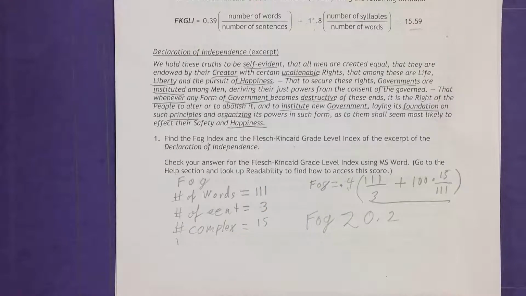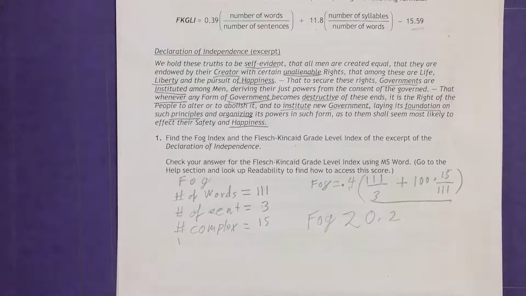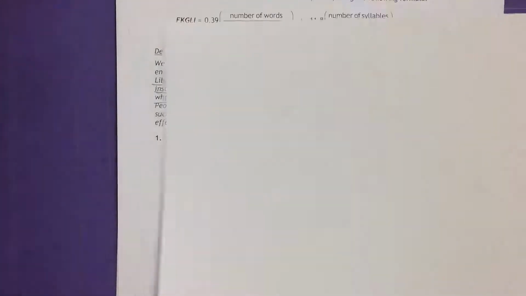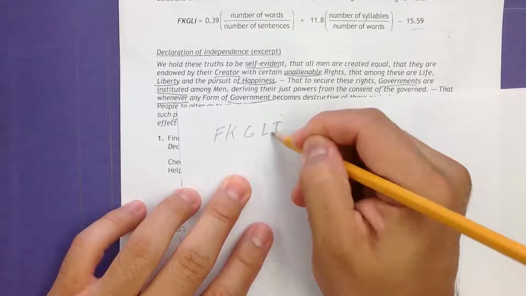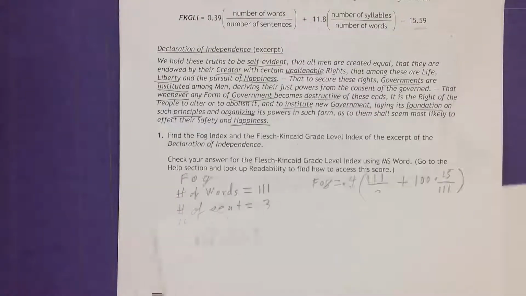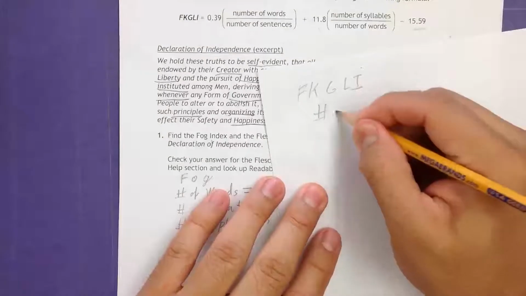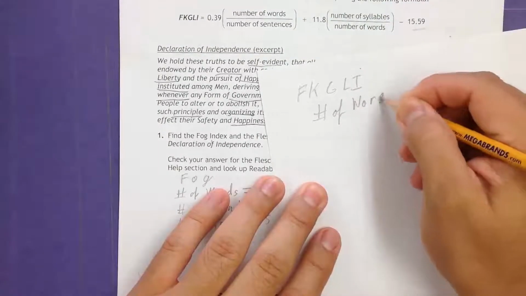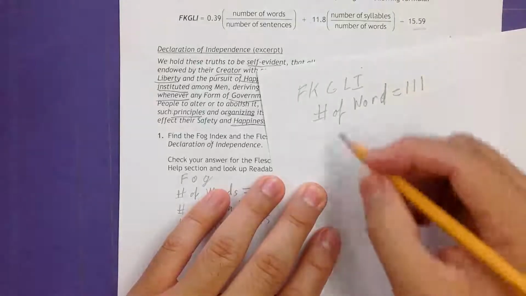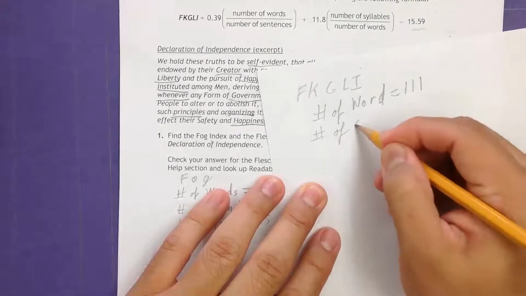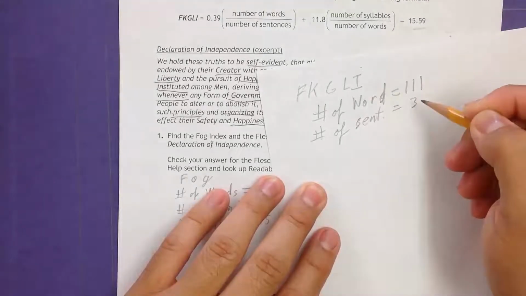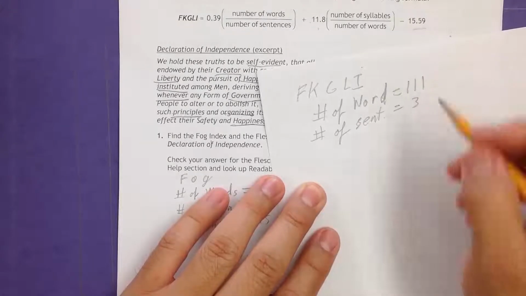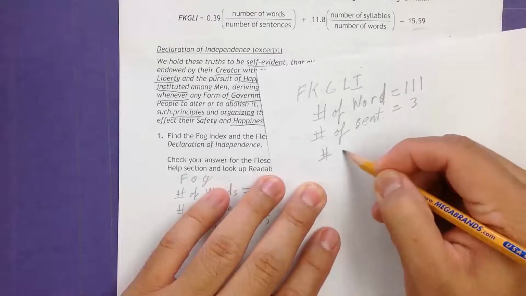And that's pretty high. That means that you need 20 years of education to be able to read the Declaration of Independence and understand it. That's a lot. Well, let's do it for the Flesch-Kincaid grade level index. So again, this one we still need the number of words, which is 111. We still need the number of sentences, which is 3.